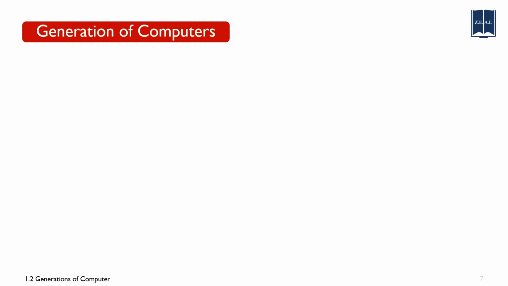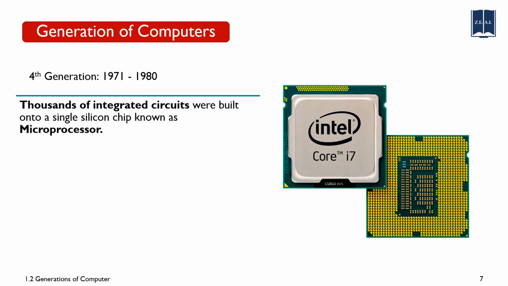monitored the memory. The microprocessor brought the fourth generation of computers, as thousands of integrated circuits were built onto a single silicon chip. The Intel 4004 chip, developed in 1971, located all the components of the computer, from the central processing unit and memory to input-output controls, on a single chip. Microprocessors also moved out of the realm of desktop computers and into many areas of life as more and more everyday products began to use microprocessors.